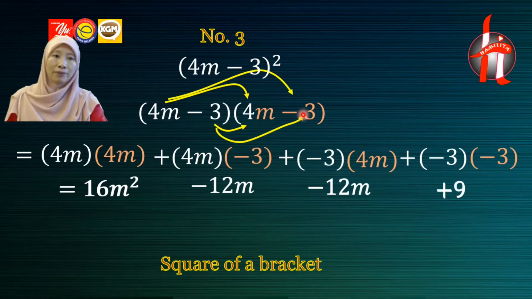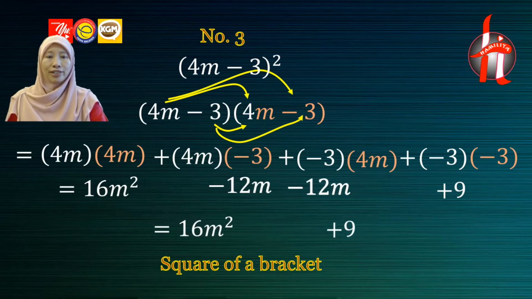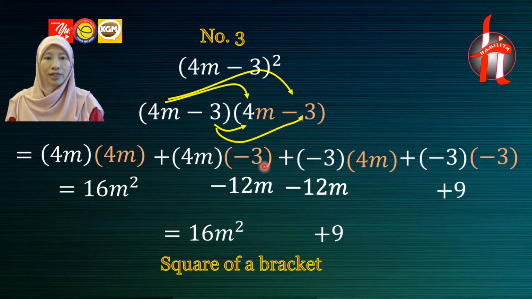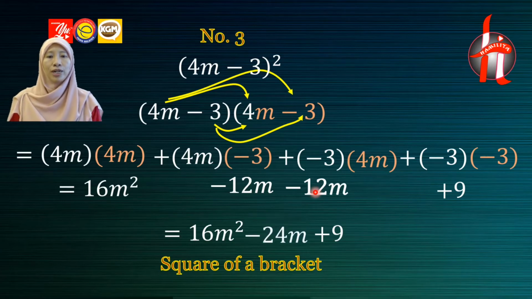Next, we arrange them, and notice that we have like terms here, minus 12m and minus 12m. So we simplify, we get negative 24m. This is our final answer.